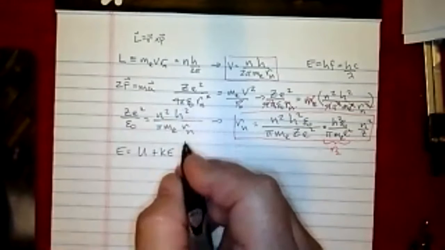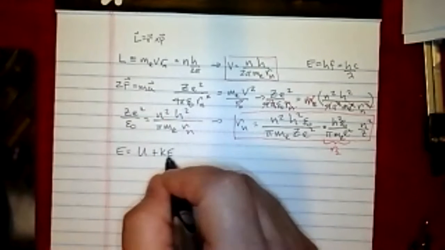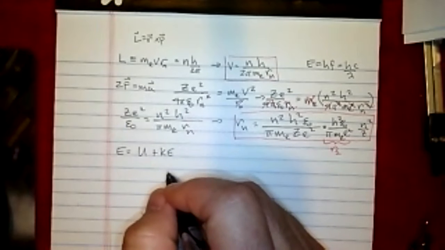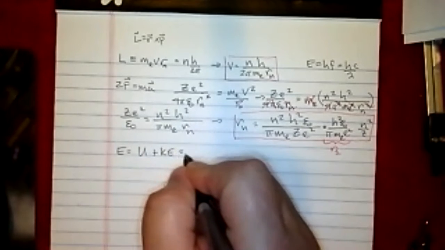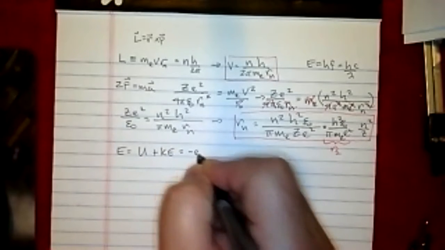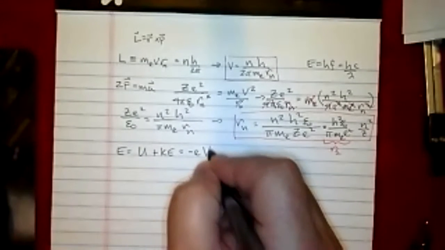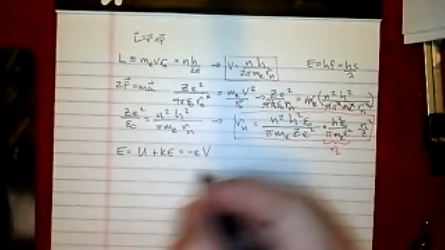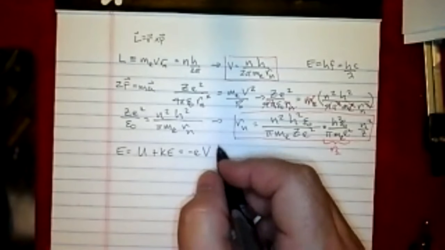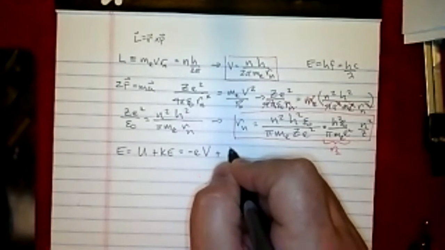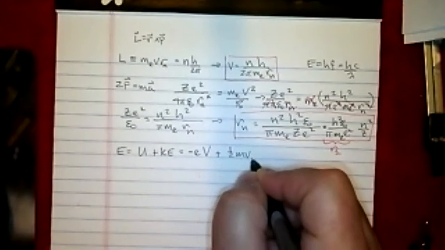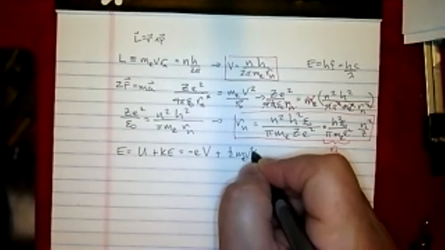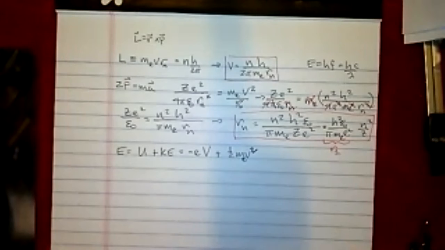So what we're going to do is calculate the potential energy of the individual electrons in the atom plus the kinetic energy of the electrons. Well, that's going to be equal to negative e, which is the charge of the electron, times the voltage established by the nucleus of the atom. So that's going to be added to the kinetic energy, so 1/2 m sub e times v squared. Now that should be the total energy.